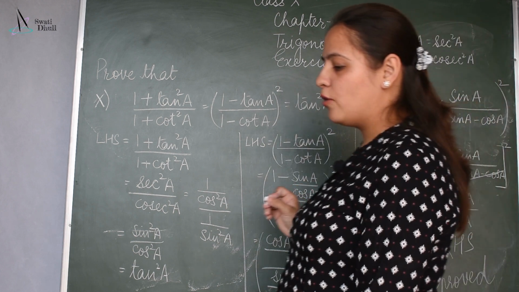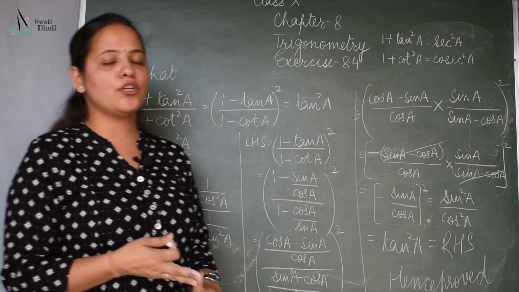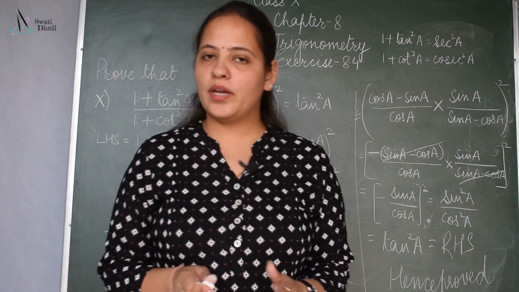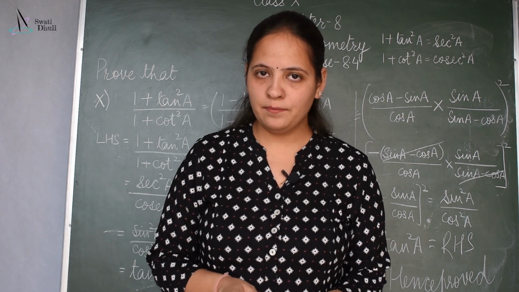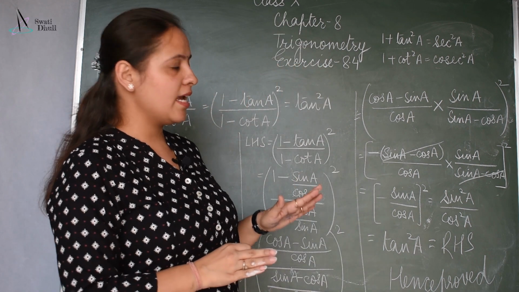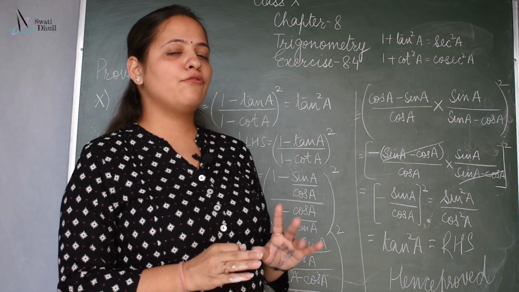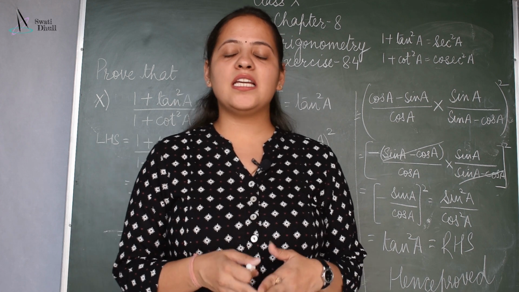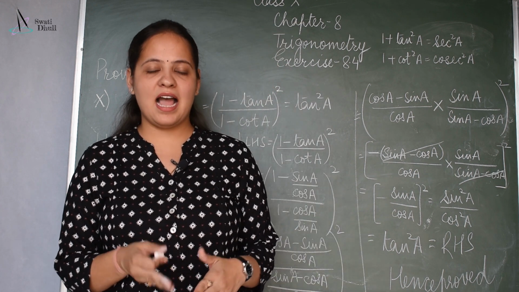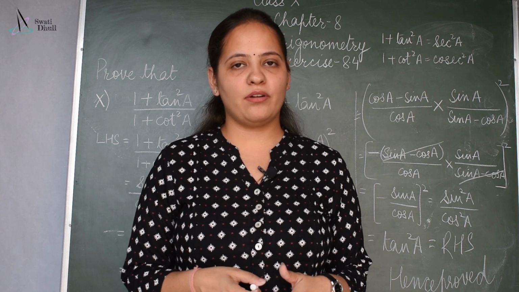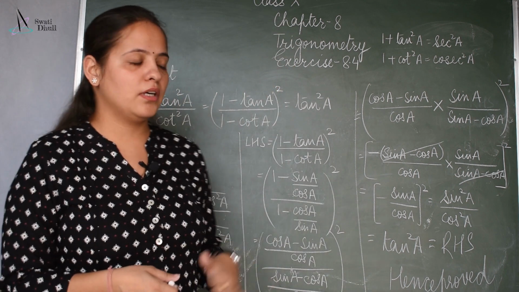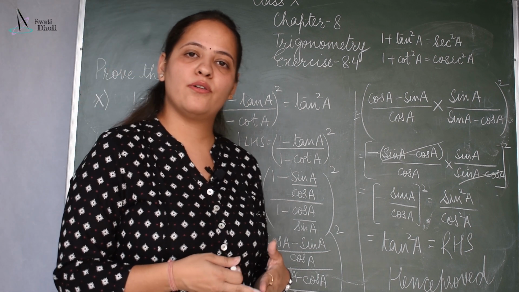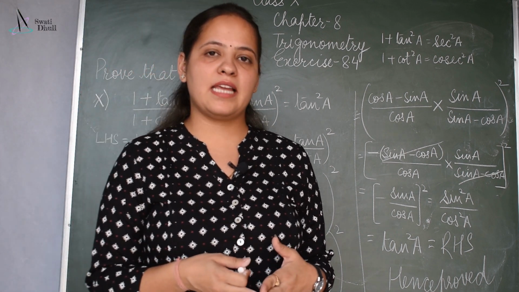So this was all about your trigonometric identities. What you need to remember is 3 trigonometric identities, that is sine square A plus cos square A is equal to 1, 1 plus tan square A is equal to secant square A, and 1 plus cot square A is equal to cosecant square A. So using these 3 trigonometric identities, as well as trigonometric ratios, you can prove your identities, that is left hand side and right hand side. So this was all about exercise 8.4.